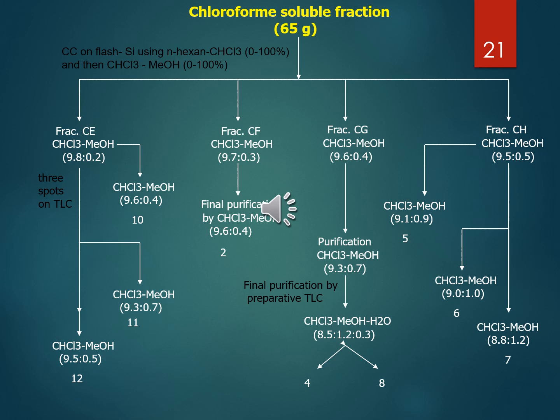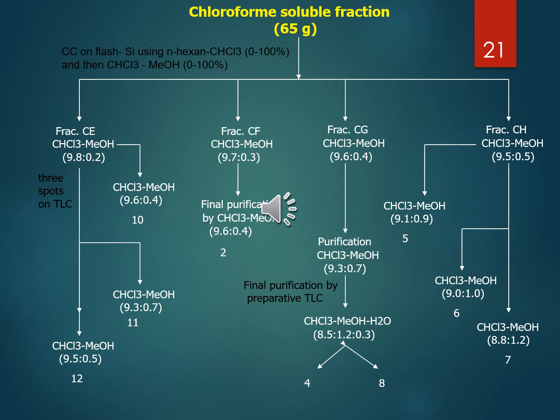The fraction CH is subjected to column chromatography over silica gel, eluting with 9.5 and 0.5% chloroform methanol. In this way we obtain 3 compounds which show a single spot on thin layer chromatography cards, and these compounds are compound number 5, compound number 6, and compound number 7.